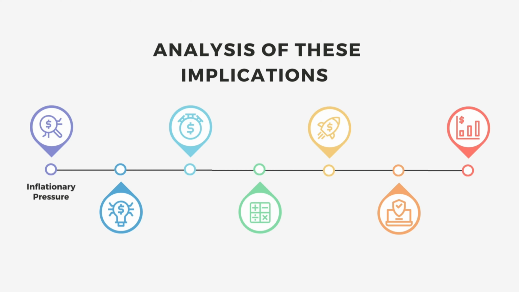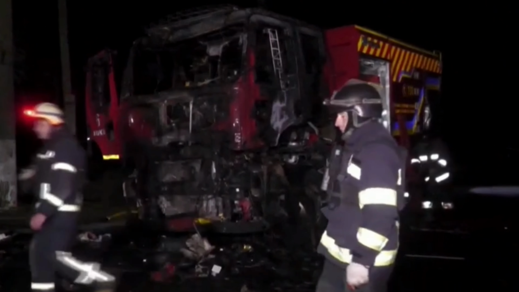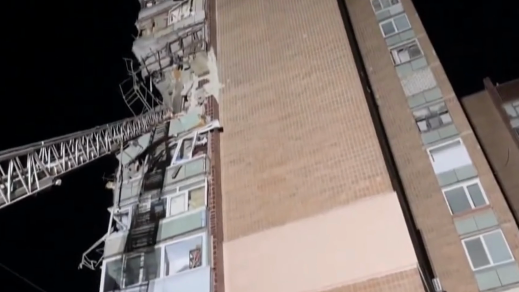Number two is consumer spending. Higher oil prices can reduce consumers' discretionary income as they allocate more of their budgets to fuel and energy expenses. This decrease in purchasing power may lead to reduced consumer spending on other goods and services, dampening overall economic activity.